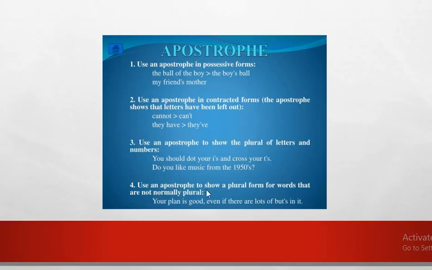Use an apostrophe to show a plural form for words that are not normally plural. Your plan is good, even if there are lots of but's in it. Generally, there is no plural form of but, but here apostrophe s expresses the plural of buts.